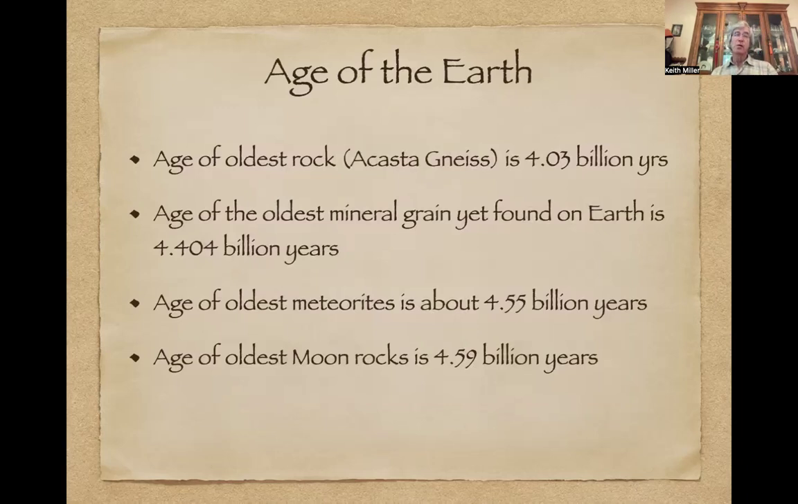Okay, so what do these numbers tell us using these various radiometric dating methods? The date of the oldest rock that we know of on Earth is 4.03 billion years, a little over 4 billion years old. The oldest mineral grain yet found on Earth is a little over 4.4 billion years old. You're saying, "No, wait a minute, how can you have a mineral grain that's older than the rock?" Well, actually, mineral grains are always older than the rock.